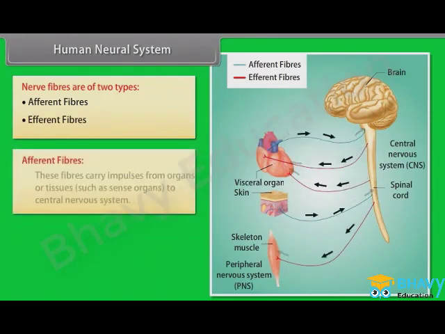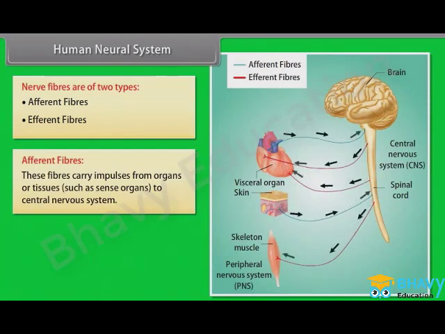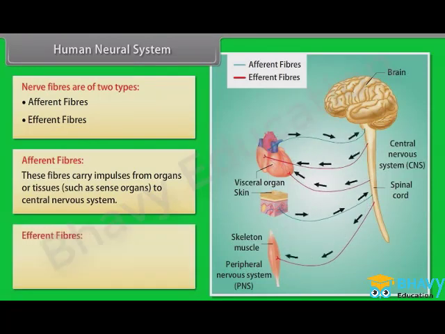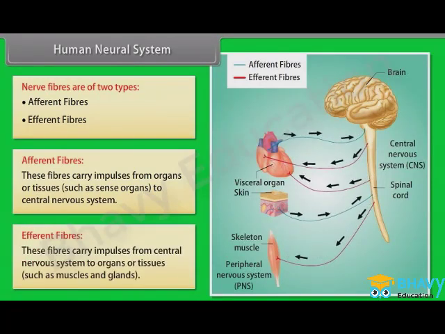Afferent fibers. These fibers carry impulses from organs or tissues, such as sense organs, to the central nervous system. Efferent fibers. These fibers carry impulses from the central nervous system to organs or tissues, such as muscles and glands.